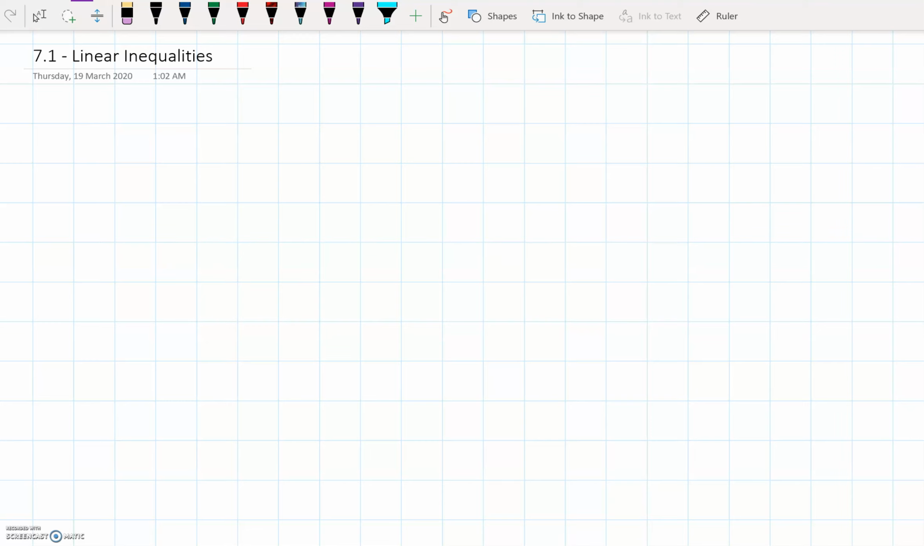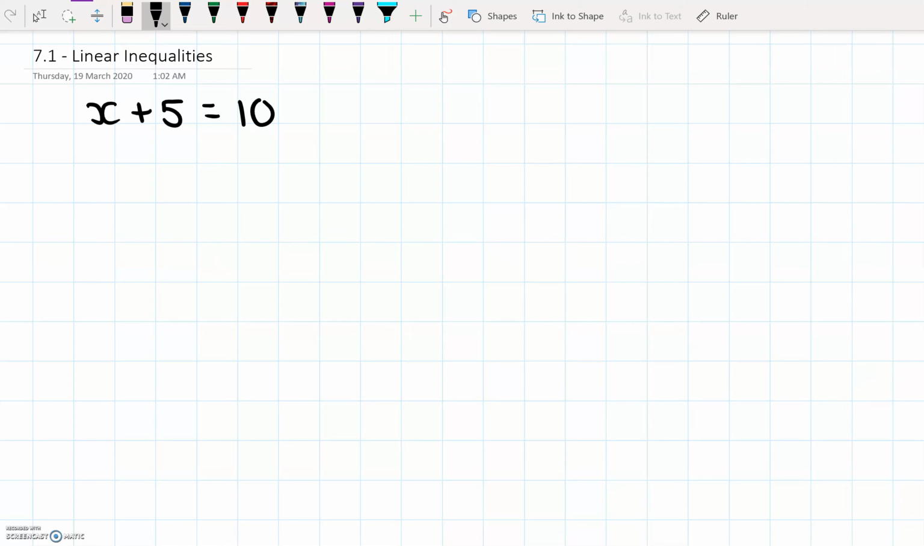Okay, so today we're going to start with 7.1, which is linear inequalities. In the past, we've mostly been working with equations. And in equations, we know that we always have something equal to something. So for example, we could have x plus 5 is equal to 10. But this is not always the case. We don't always have a quantity being equal to something else. Sometimes we know that it's more or less than that.